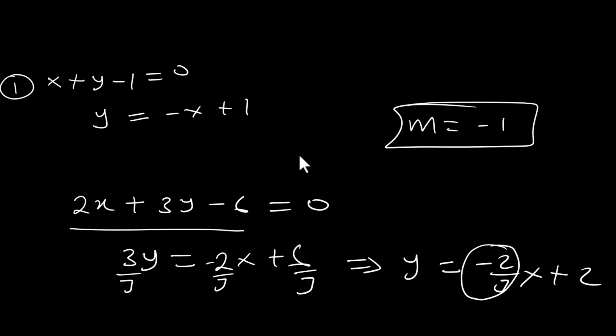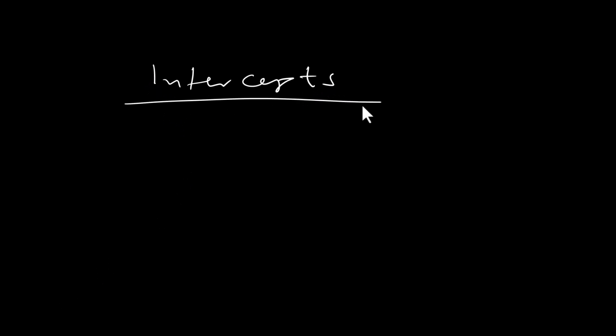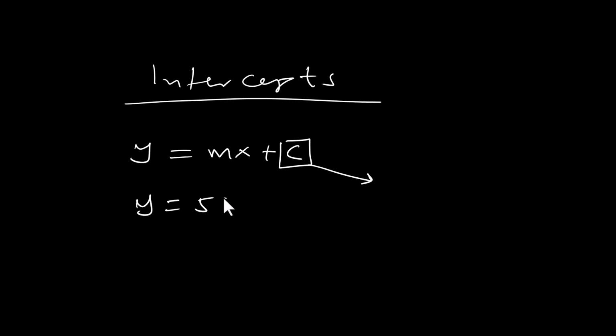Now let's look at the intercept on the x and y axis. Remember, we made mention of y equals mx plus c. When we were defining our terms, we said c here is the intercept on the y-axis. So for instance, given y equals 5x plus 6, this 5 is the slope, while this 6 is the y-intercept. Therefore our point will be (0, 6).